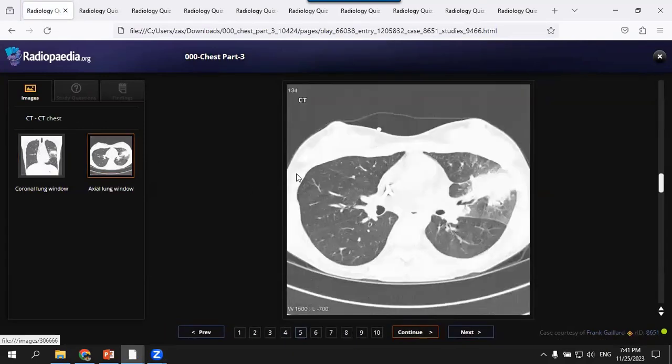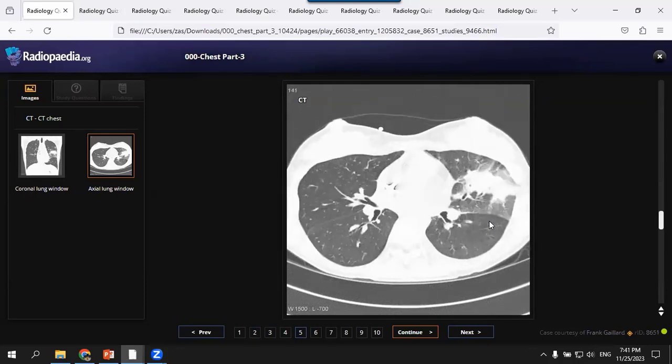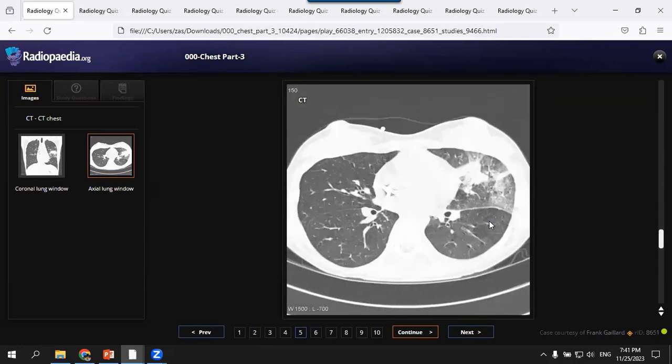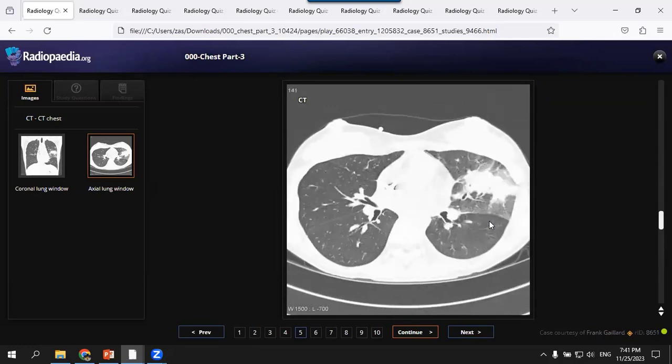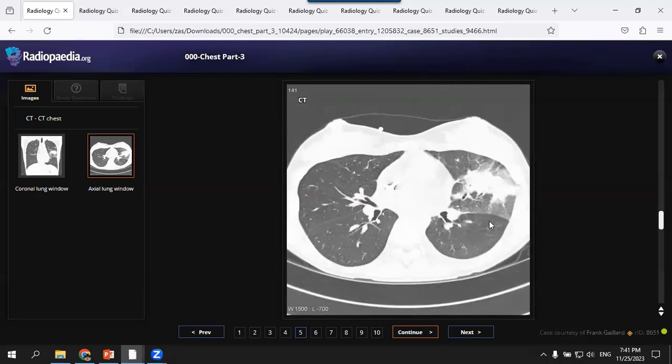I see an area of consolidation with surrounding areas of ground glass opacities in the lingular segment of the left upper lobe. There is also some associated smooth interstitial thickening in this region. I would also like to assess the lesion in the post-contrast mediastinal window. Other than that, I'm not able to see any other lesions in the rest of the lung fields.